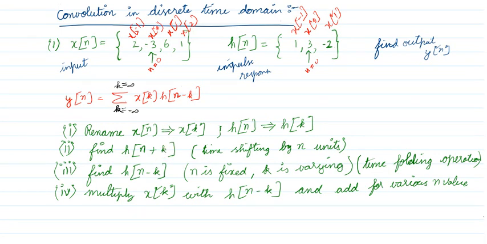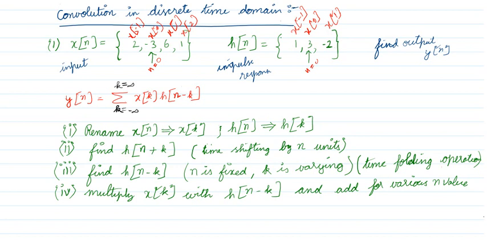We have to do n plus k first, that is time shifting by n units. From h of n, what have we done? We have replaced n with k, so h of k we have. Then we do n plus k, and based on this we are shifting. Then we are doing n minus k, that is the time folding operation. Then we fold the signal. You can understand these steps, right? You have to know these steps.